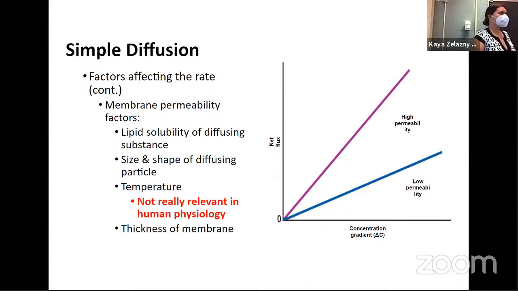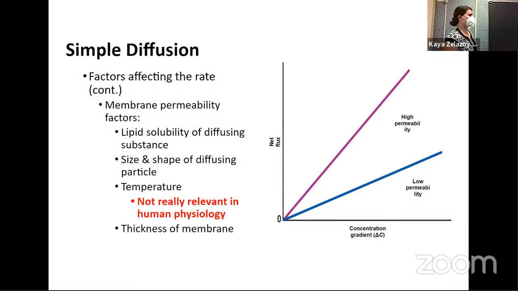Just because it can squeeze through those phospholipids and get directly across doesn't mean it can do it really easily. Temperature would have an effect here as well, because it would affect the fluidity of the membrane and the speed of the molecules moving. But this isn't really relevant in human physiology, because what do we know about temperature? Yeah, exactly. It's a regulated variable. So this is one of our homeostatically controlled factors.